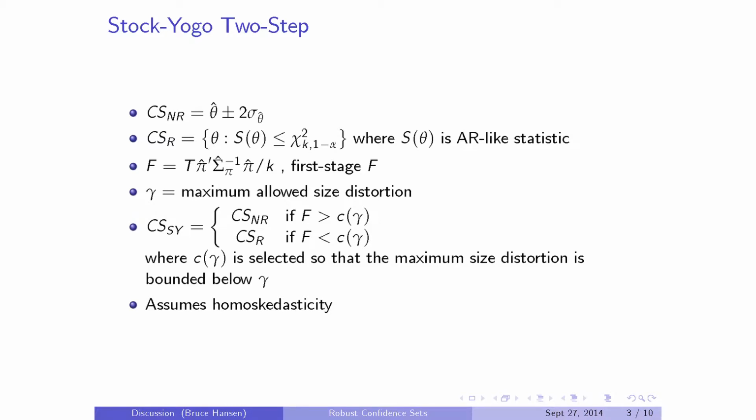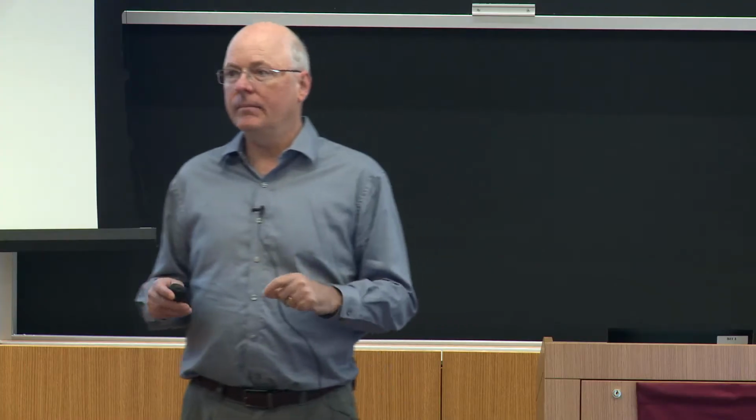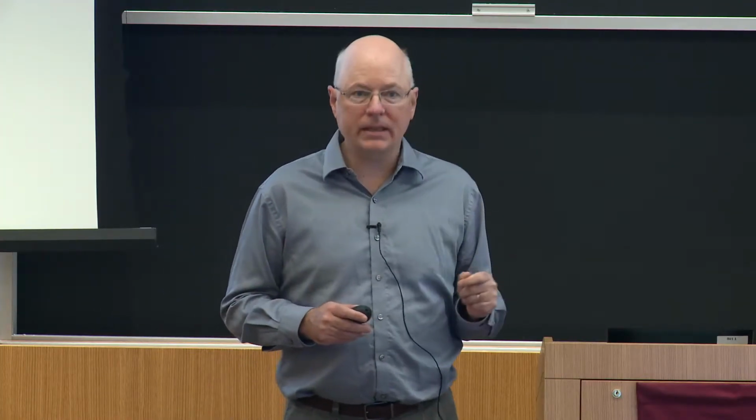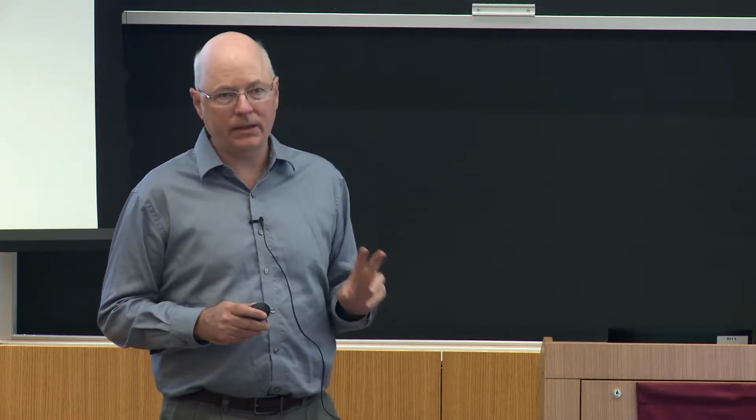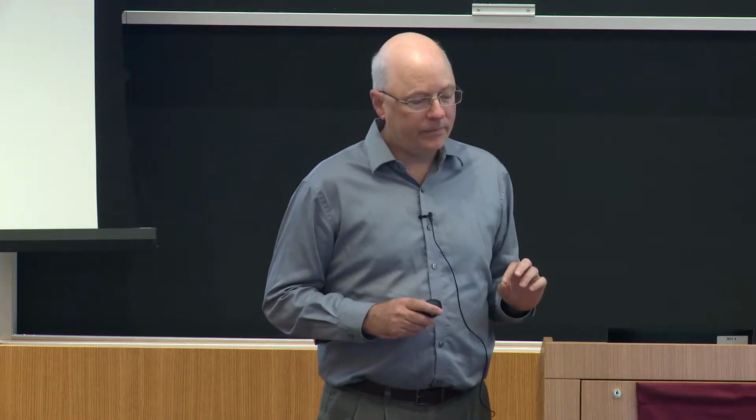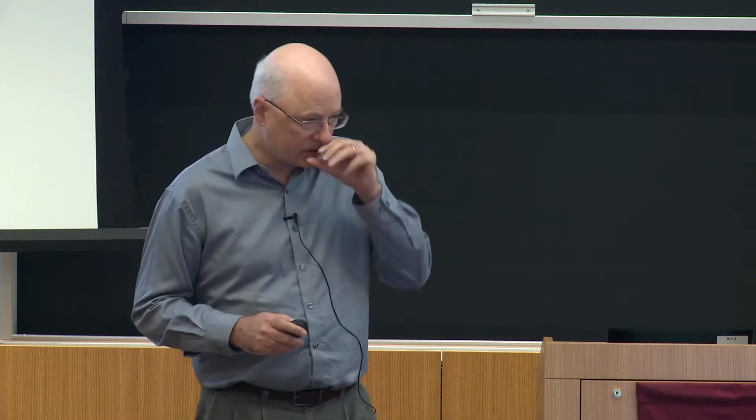Okay, another thing we might do is look at the first stage F-statistic. That was pushed by Stock and Staiger early on, and then has been pushed. Now, introduce gamma, which is the maximum size distortion. What Stock-Yogo say is, hey, if you use the non-robust confidence set if F exceeds a critical value, and the robust one if F is smaller than a critical value, we can design a critical value function which works in the sense that the maximal size distortion is bounded beneath gamma. It's a really cool result, and it works under homoskedasticity because of the way that the asymptotic theory works. So that was the work in Stock and Yogo.